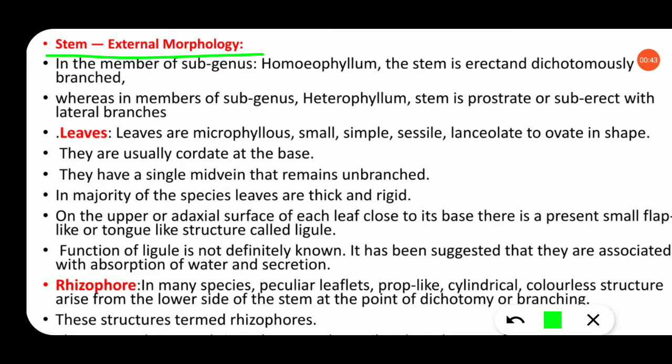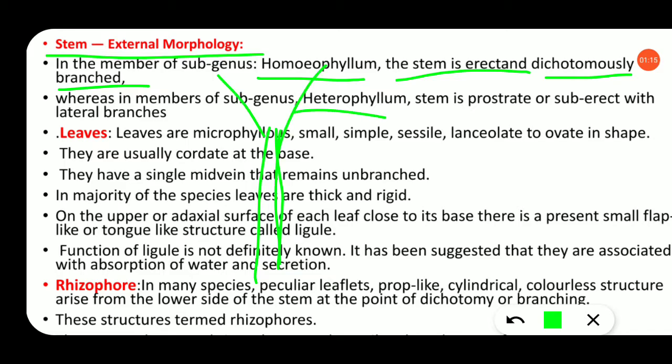We know that there are two subgenera of Selaginella, that is Homoeophyllum and Heterophyllum. In the member of subgenus Homoeophyllum, the stem is erect and dichotomously branched. This is the condition in Homoeophyllum.